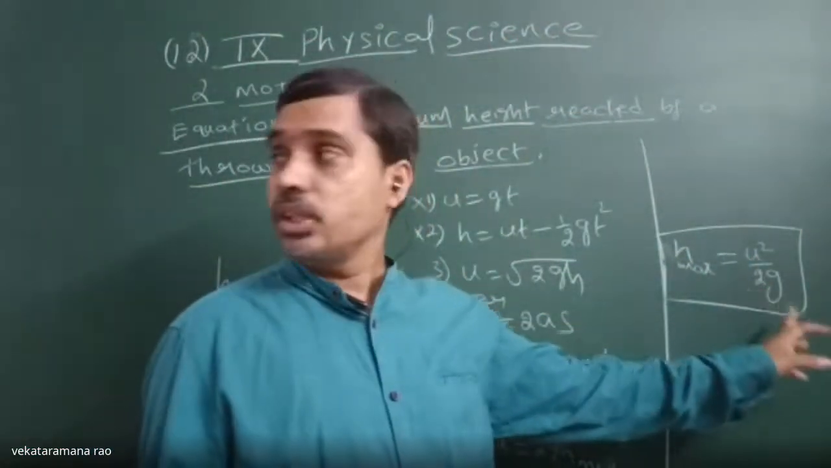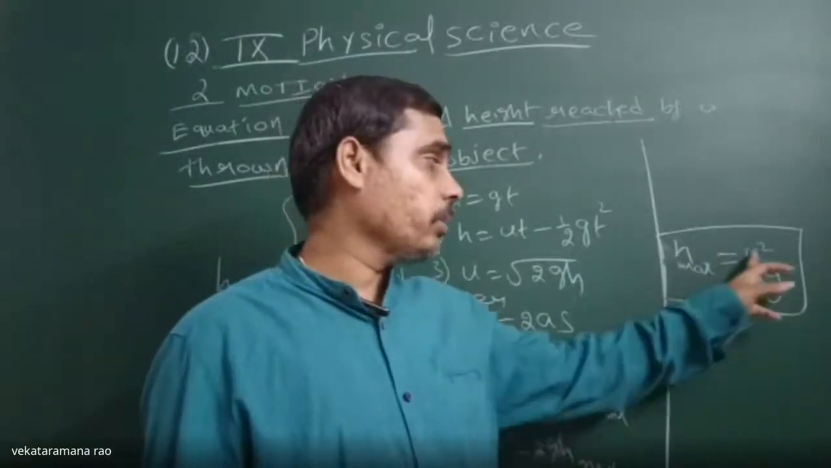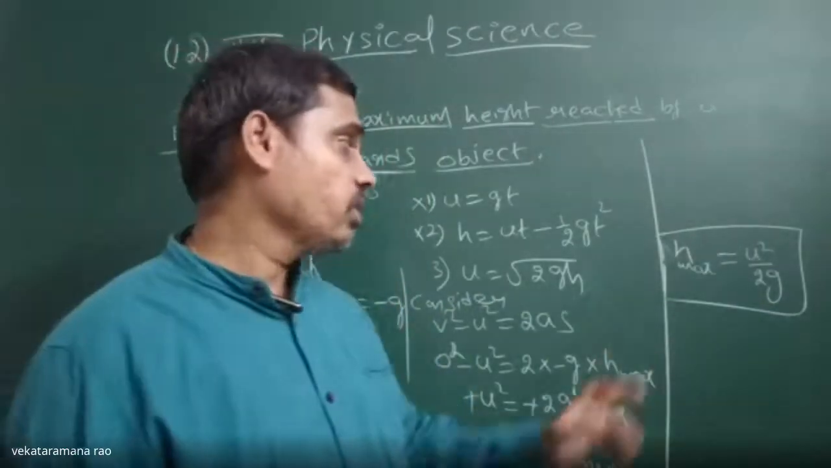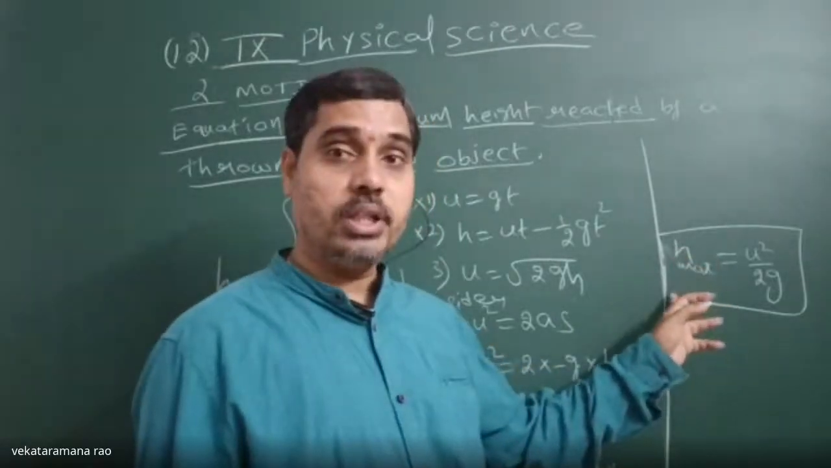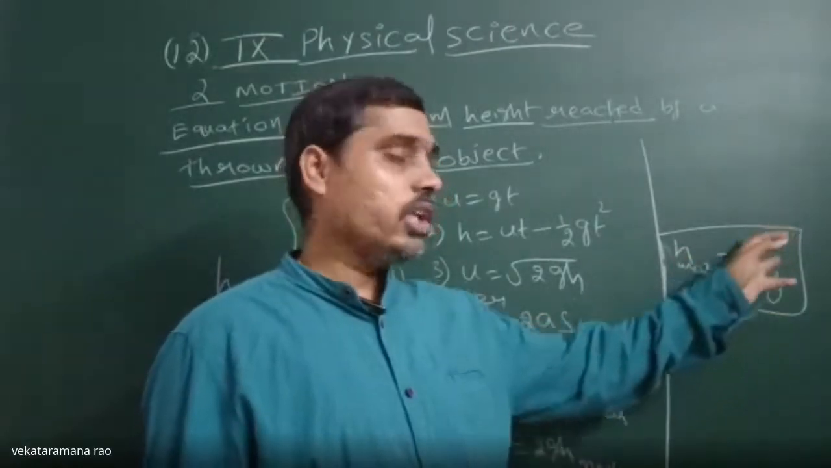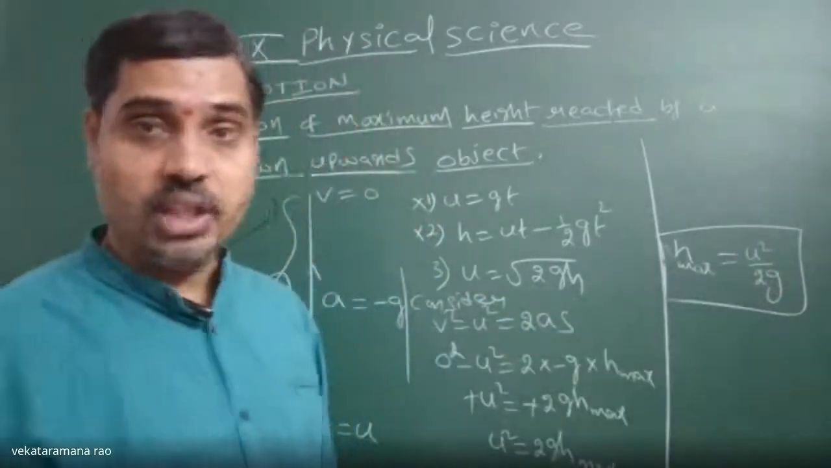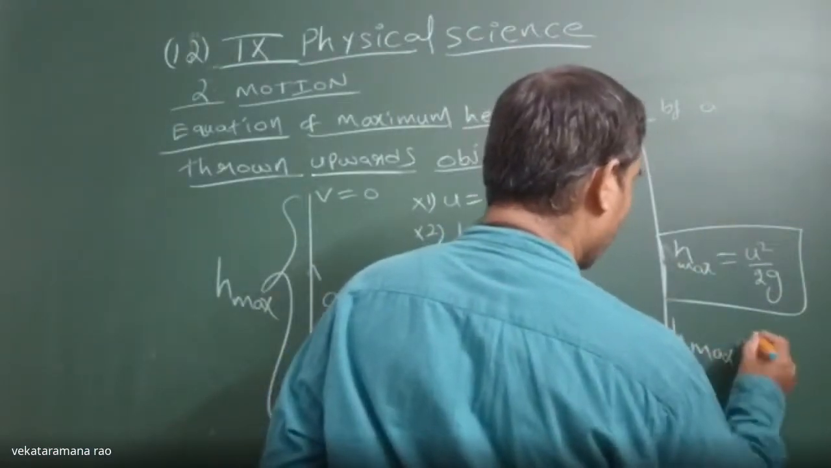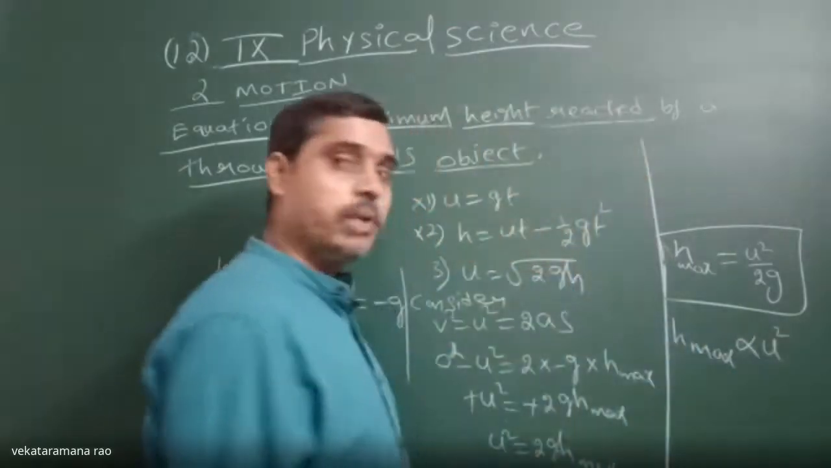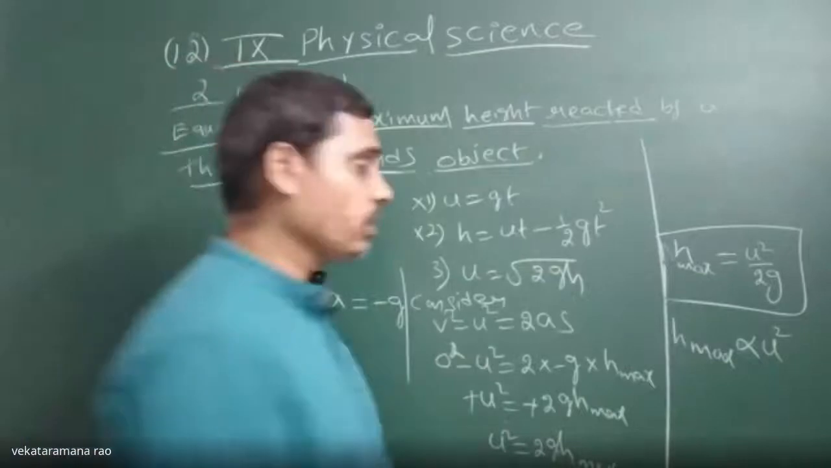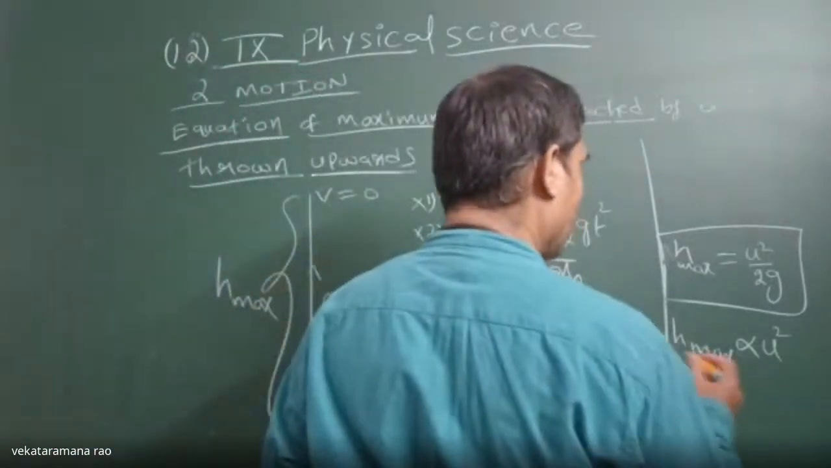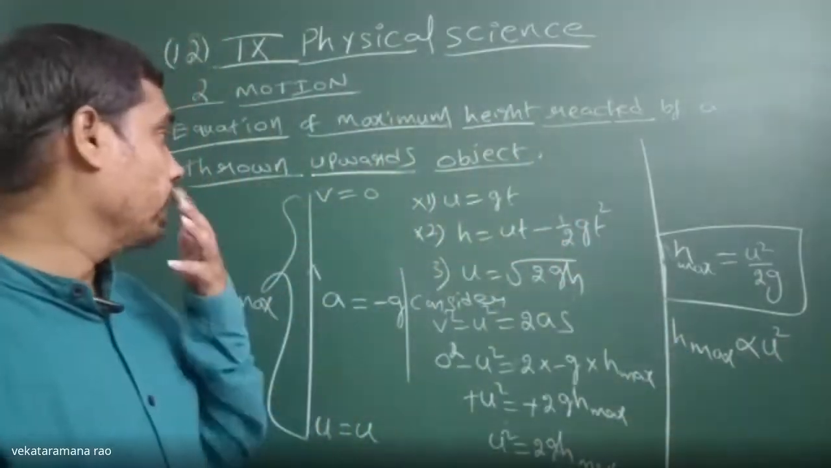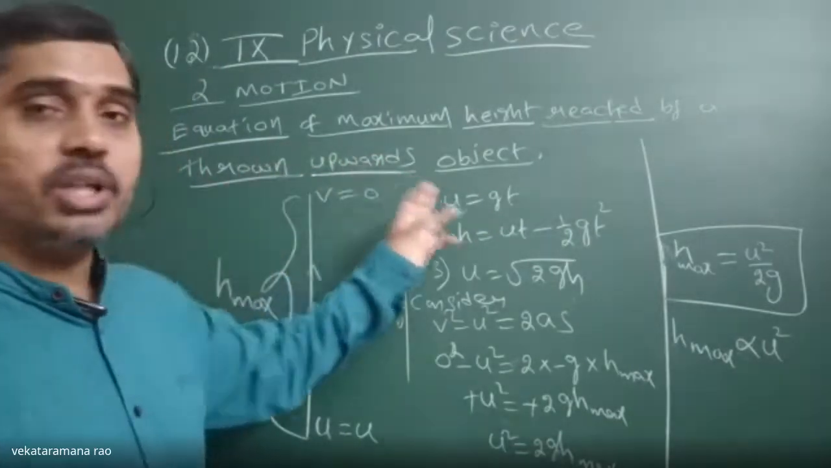Here 2 is constant, g is constant, so h max is directly proportional to u square. That means the maximum height reached by a projected upwards body is always directly proportional to the square of the initial velocity. In this way, we can derive the maximum height reached by a thrown upwards object. So note down.